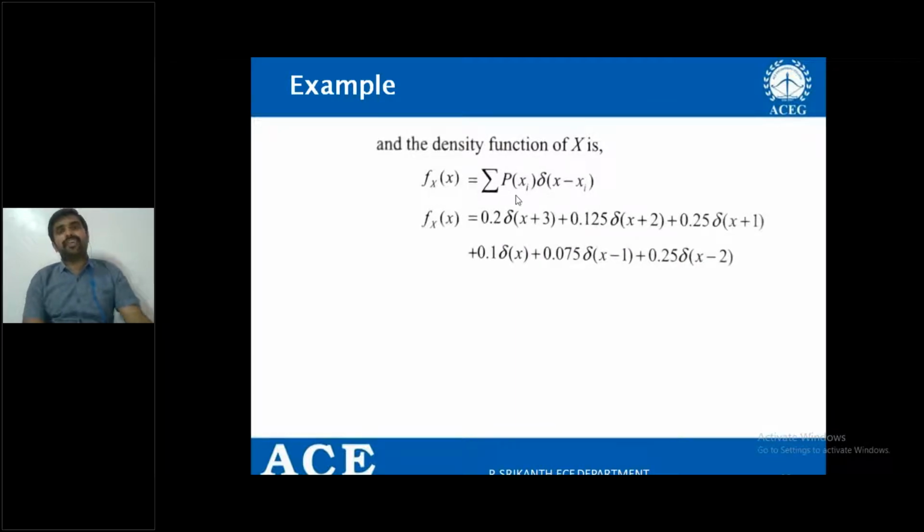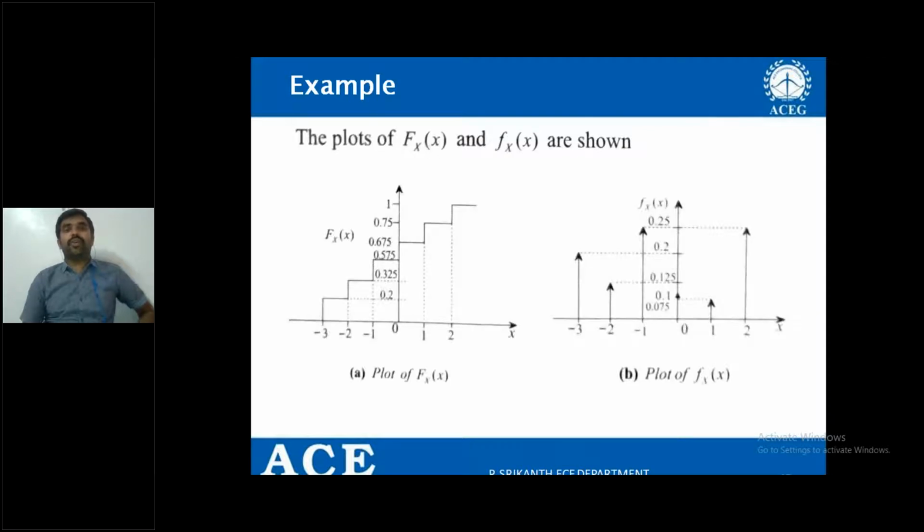Summation p of xi into del of x minus xi. Therefore, the density function is equal to 0.2 into del of x plus 3, plus 0.25 into del of x minus 2. And now we can also represent these two distribution and density functions in the pictorial way by plotting the graphs. That is, here the two plots will be like this.